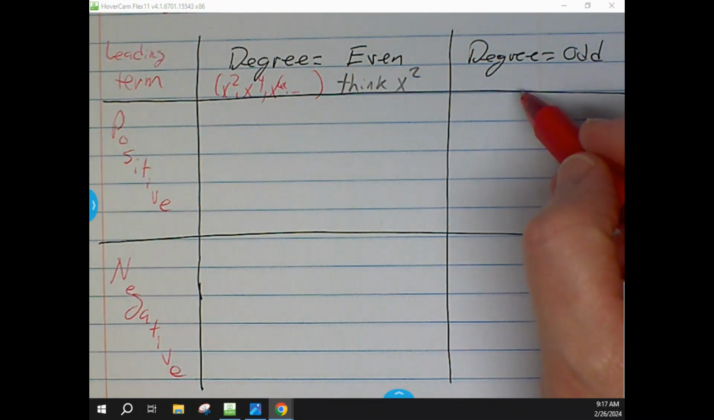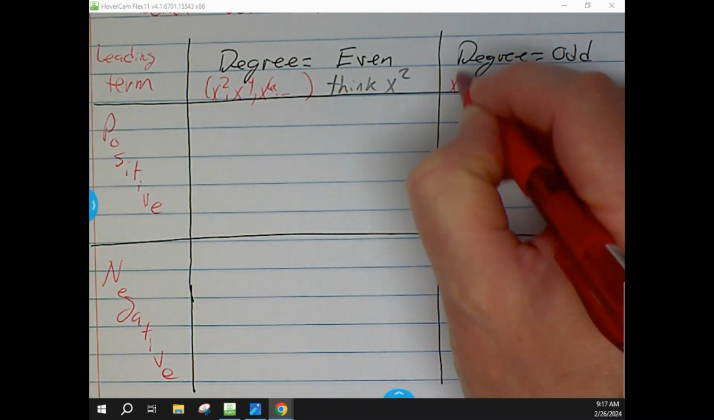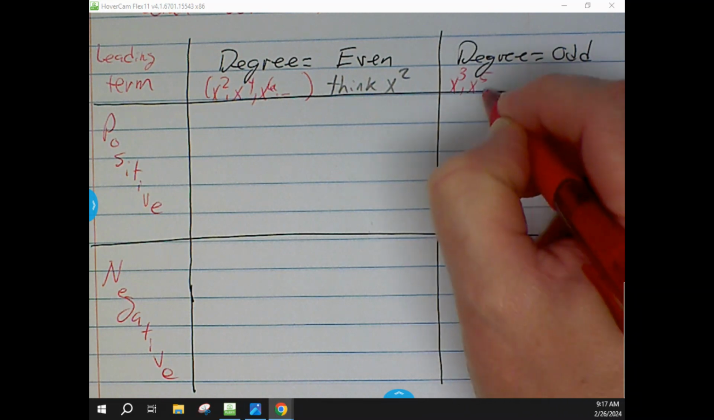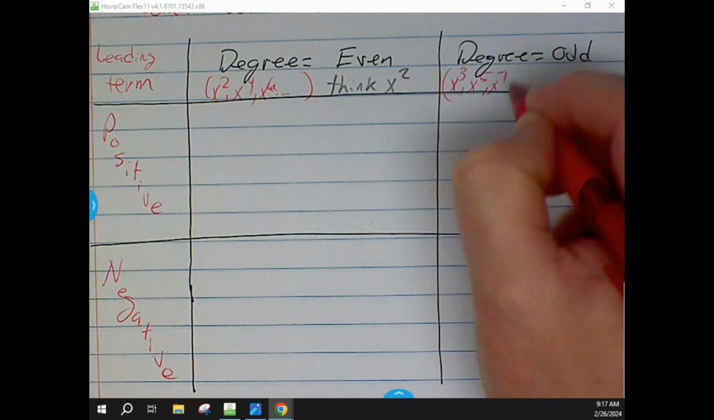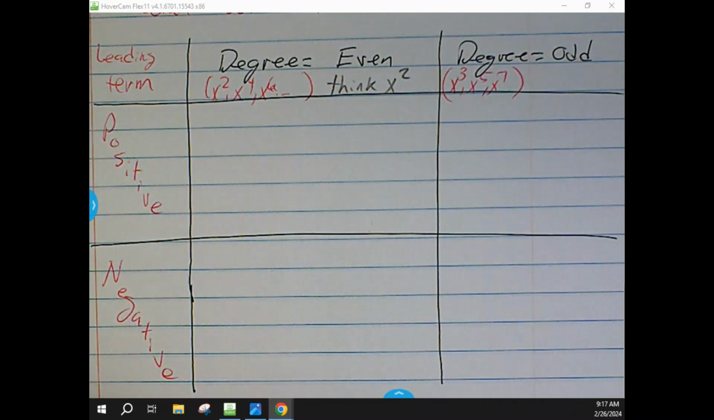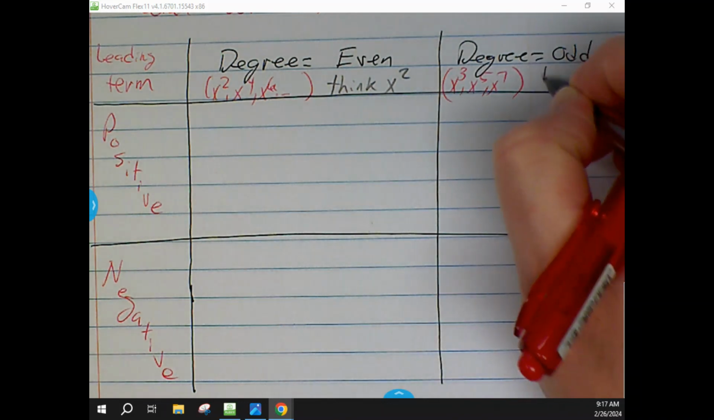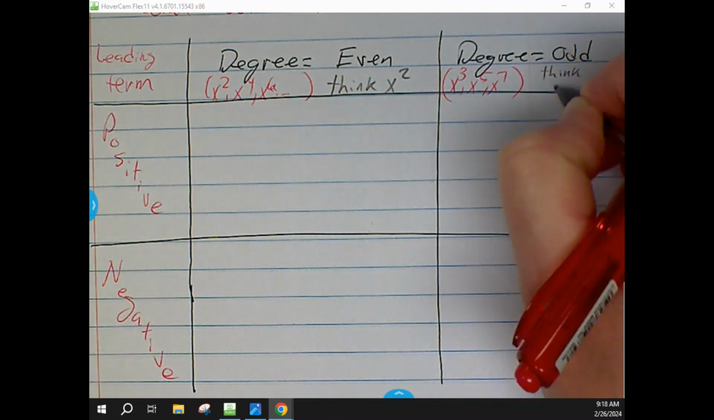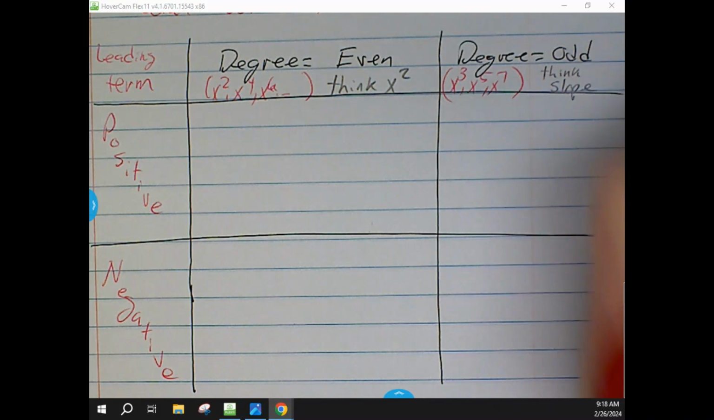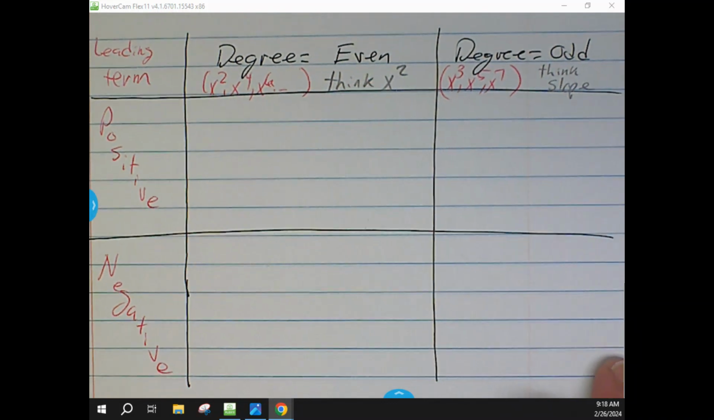All right, and if it's an odd degree, x to the third, x to the fifth, x to the seventh, that kind of thing, then in that case, we're going back to something linear. So in that case, you got to think about slope.